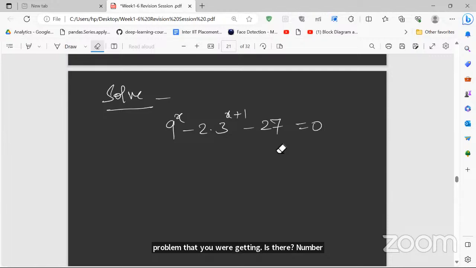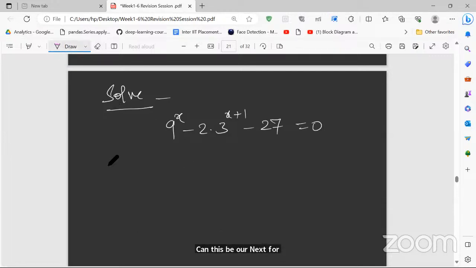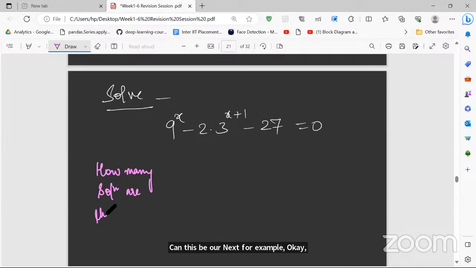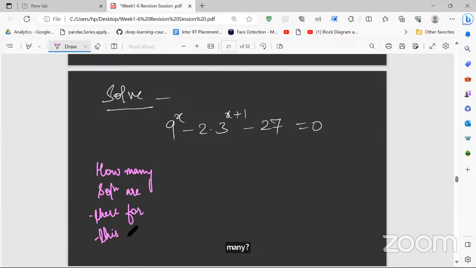Number of solutions. What is the number of solutions for this equation? Let's say, for example, this is your problem. How many solutions are there for this equation? Two solutions, sir. I guess this is incorrect. Quadratic equation, two solutions. No, sir, only one.